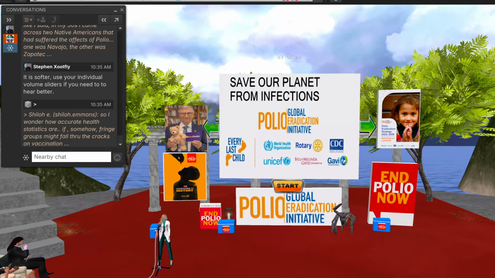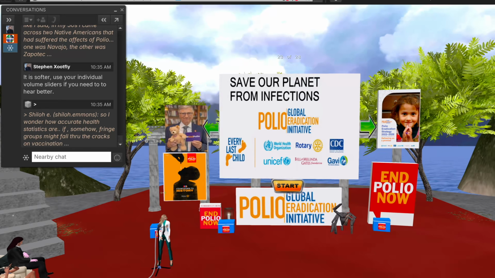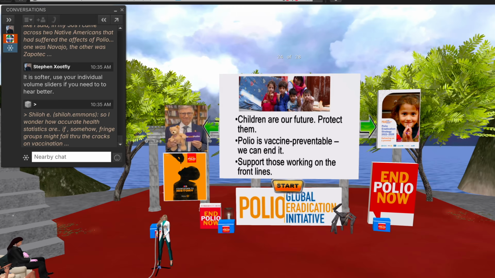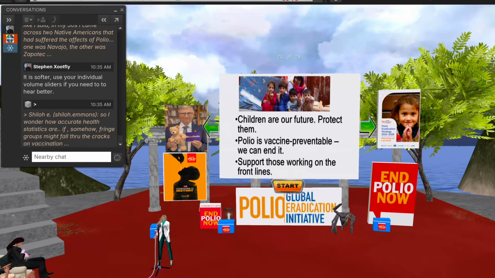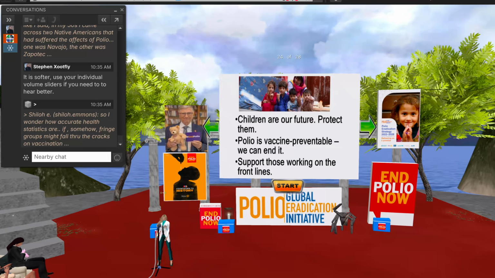Just as the world once succeeded in eliminating smallpox, I firmly believe that the eradication of polio is within our reach. Children are our hope, the hope we entrust to the future. And because of that, we must do everything we can to protect them from infectious diseases. Polio is a disease we can prevent with a vaccine. That means it is a disease we have the power to erase from this world.